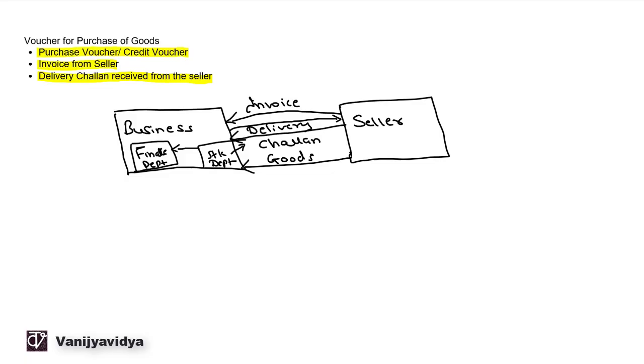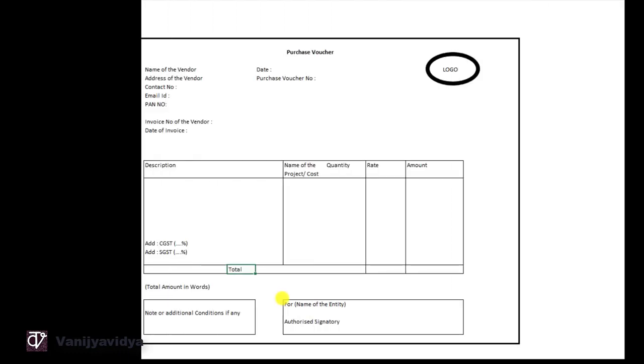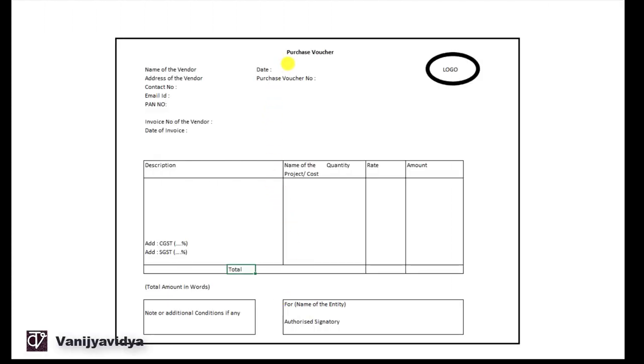So the documents like invoice and delivery challan are attached with your purchase voucher or credit voucher which is prepared internally, and it's signed and approved by your stock department, marketing department, and finally it goes to the accounts or finance department. So all these documents are known as purchase vouchers. Now let's see what is a purchase voucher.